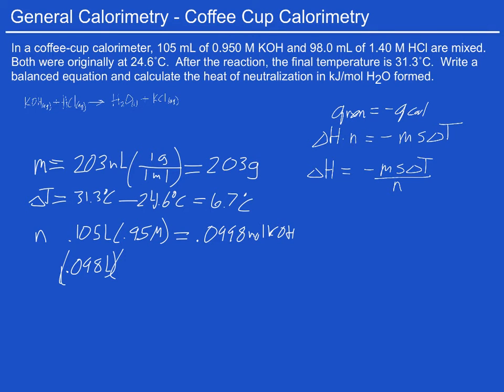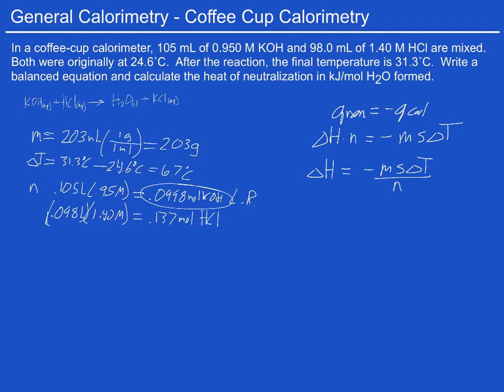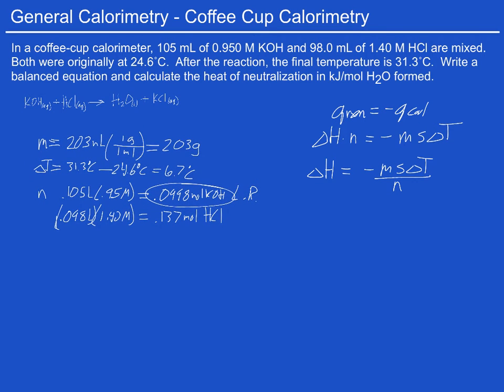And for the HCl, we have 0.098 liters, and we're going to multiply that, molarity times volume, remember, in liters is going to give you moles, times the 1.40 molar, and from that we get 0.137 moles of HCl. So the limiting reactant is going to be the KOH, and that therefore is going to be the one that we use. We can't use the moles of the HCl because we're not reacting all of them. We're only reacting as much as we can to use up the 0.0998 moles of KOH.